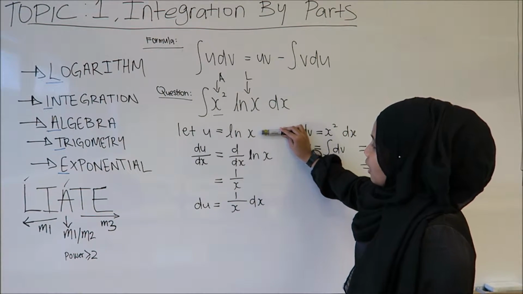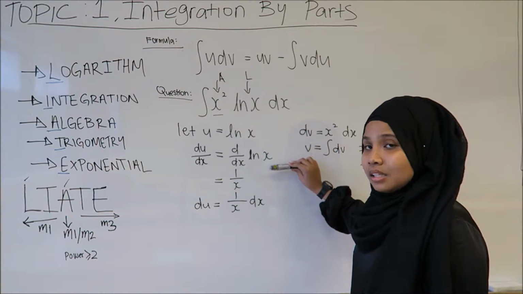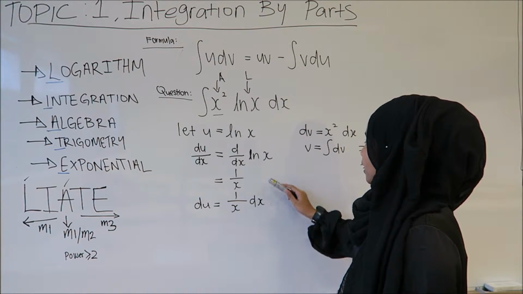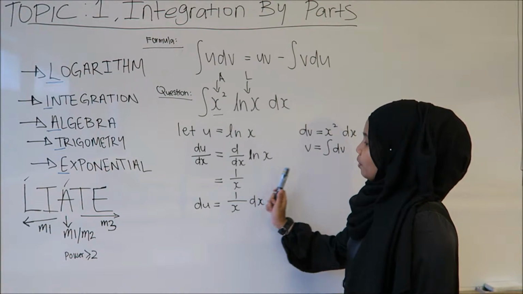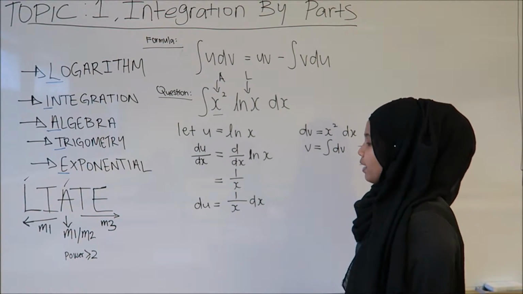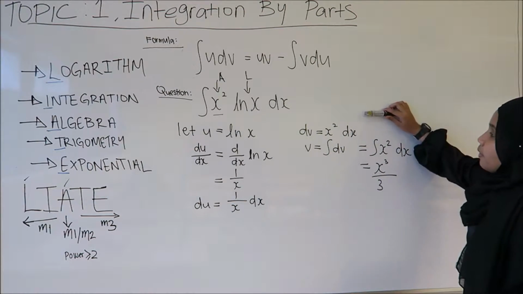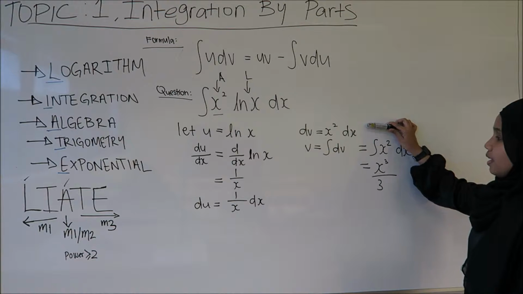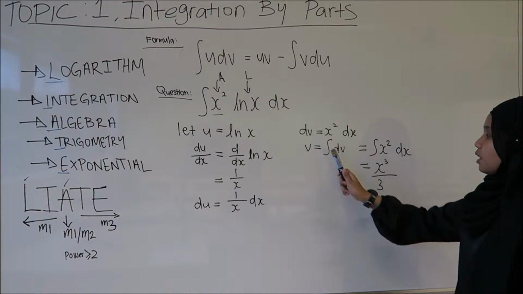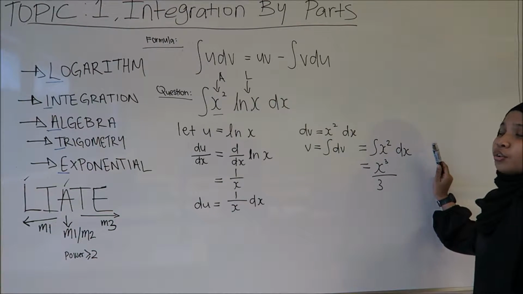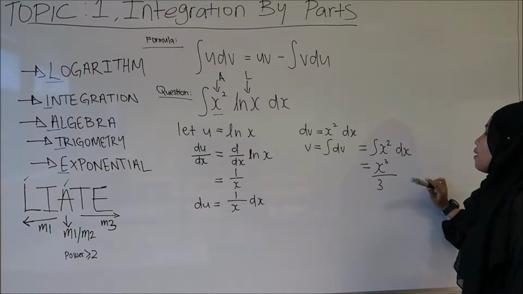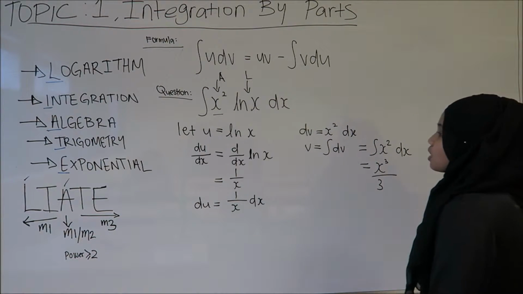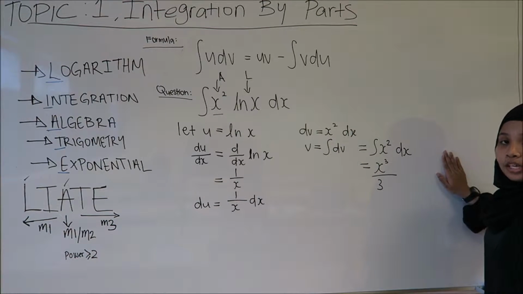After you get u equals log x, you must differentiate it. Differentiate log x, you will get 1 over x, bring over the dx, so du equals 1 over x dx. And then your A will be your dv, which is x squared dx. For v, you integrate your dv, and according to your formula list, page 177, you will get x cubed over 3. So the next step, I will show you how to present your answers.